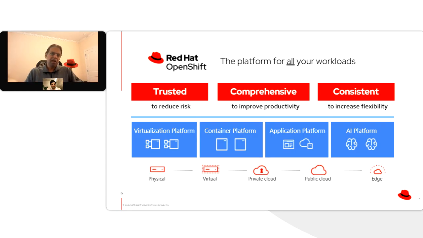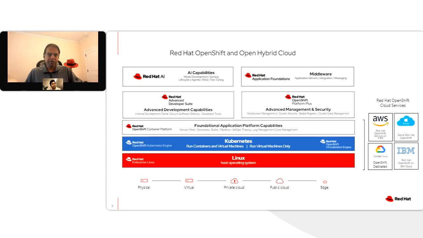So again, the three pillars around which the Red Hat OpenShift platform has been built today, and which is why it's trusted by thousands of customers globally, are trusted, comprehensive, and consistent. So really what our customers are looking to do is to mitigate risk, to increase their productivity, and in doing so, also be flexible with the way they do it. And so there's a few reasons why Red Hat OpenShift is primed to do that.